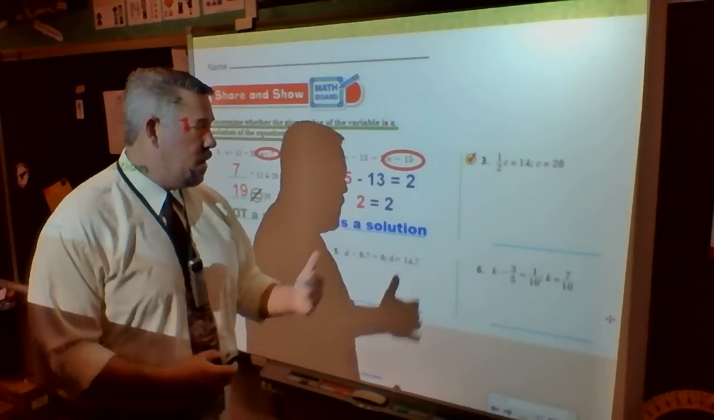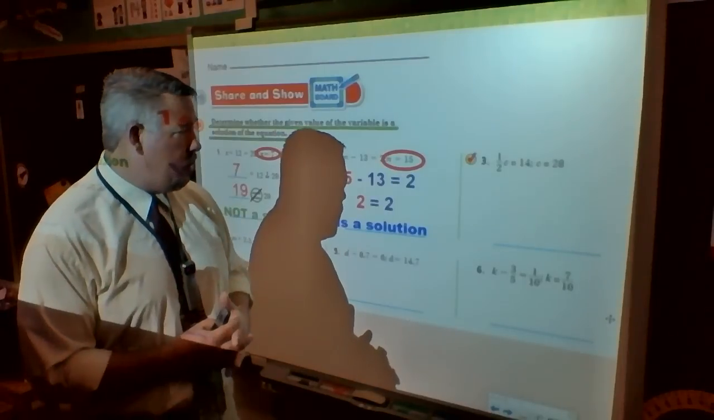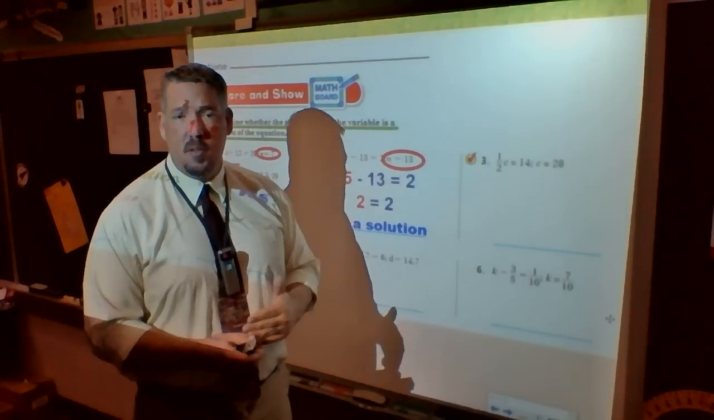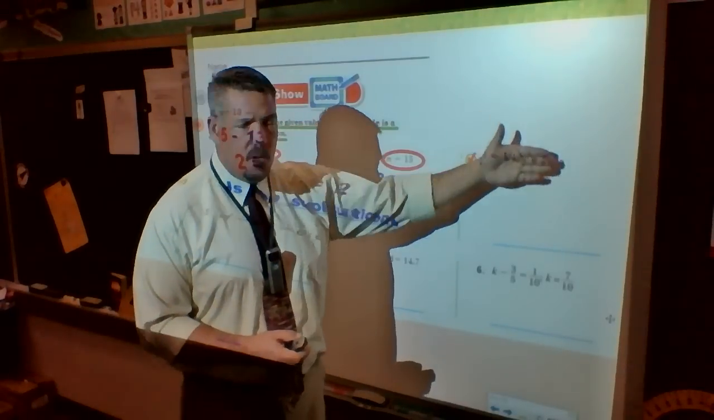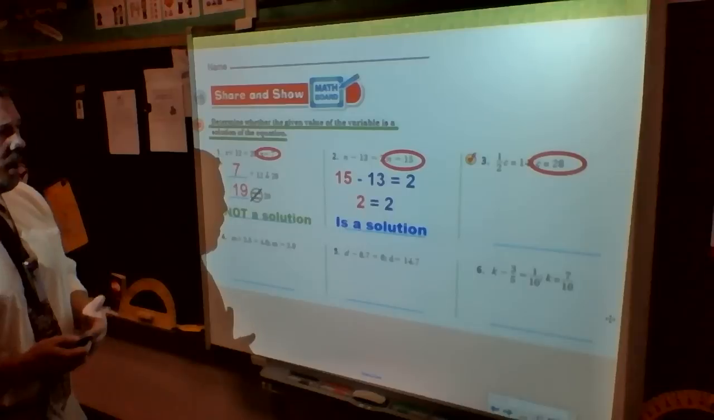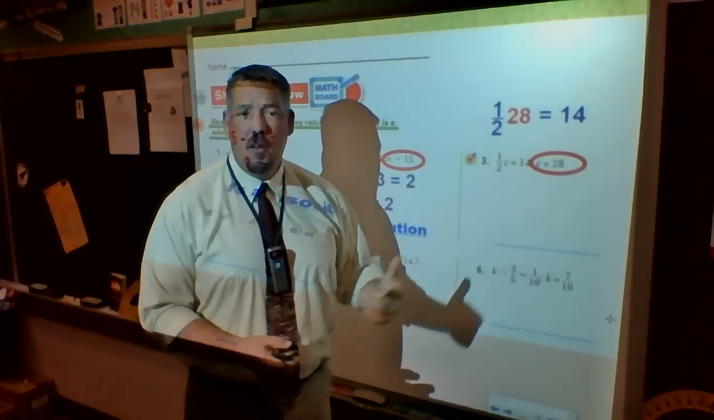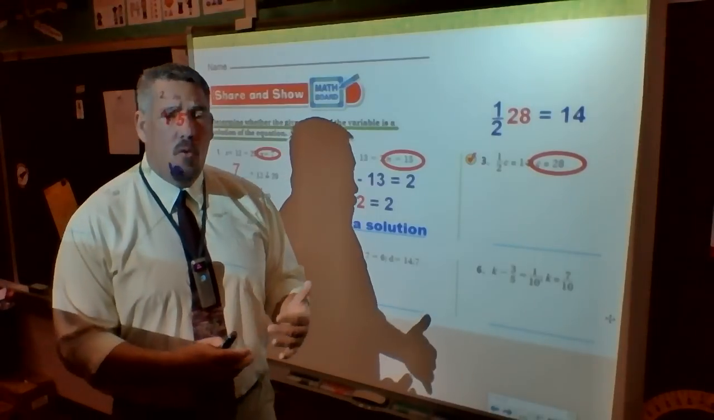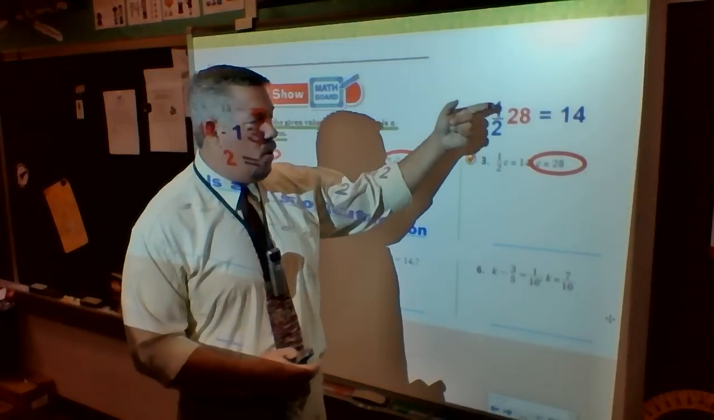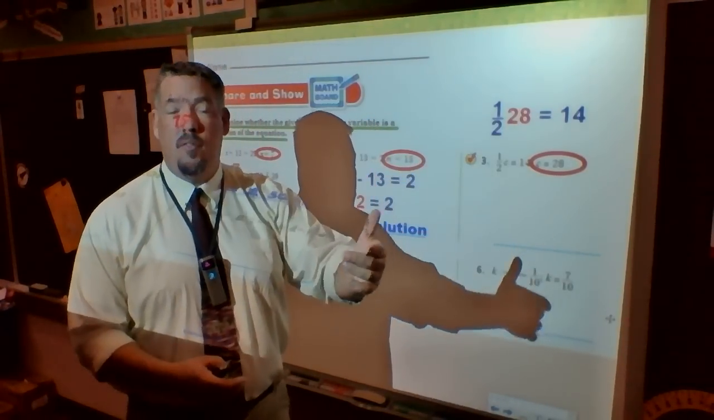On number 3, once again I have a fraction with a variable. It's still a coefficient. I still know that it's multiplication. I'm finding 1/2 c is equal to 14 as my equation, and I'm going to substitute 28 in where the c is. If I remember how I multiplied by 1/2 to get the area of a triangle, and then we said, well, that's really just dividing by 2, I could multiply across and end up with 28 over 2, which tells me to divide.